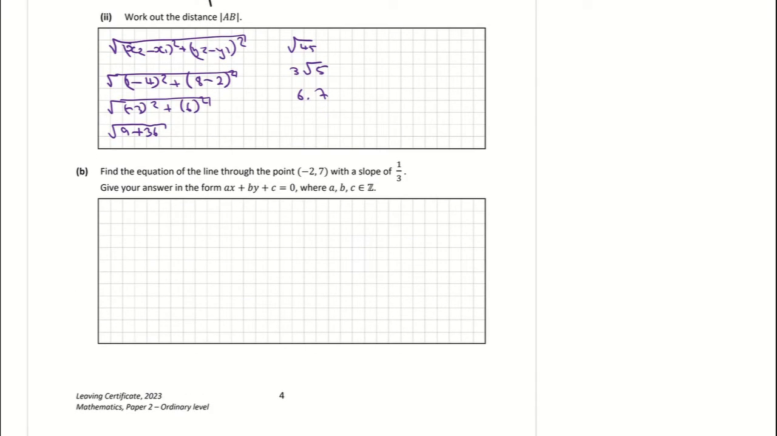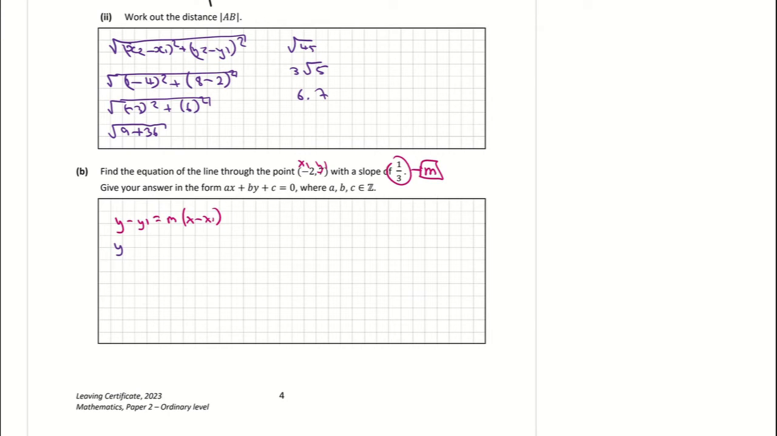Part B, find the equation of the line through minus 2, 7 with a slope of 1/3. Just be careful there, give your answer in that form, so it has to be x, y, number equals to 0. From the log tables, equation of a line is y minus y1 equals m times x minus x1. Label your coordinate x1, y1, and your 1/3 is your slope, or your m.